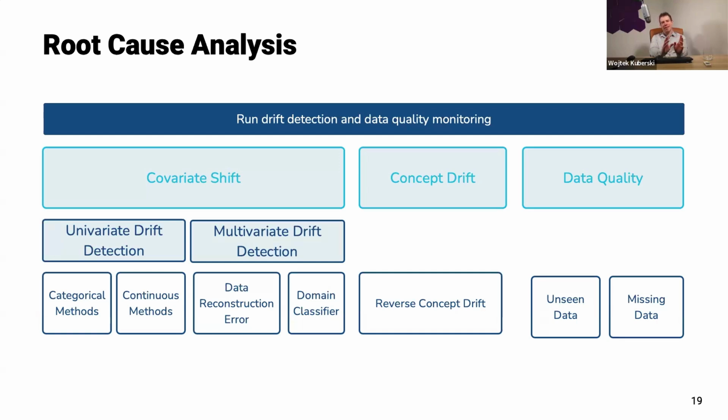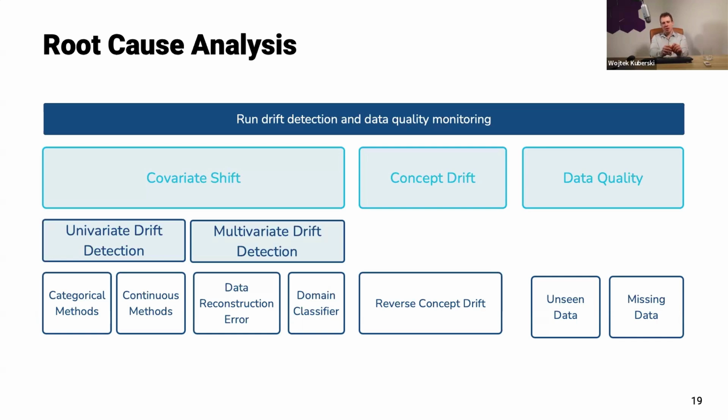in your process. Then we have multivariate drift detection, where we can detect structural changes in the data distribution. So if certain correlations change, or more nonlinear relationship changes happen in the model input distribution, then we're going to be able to measure those with data reconstruction error and with the domain classifier. In terms of concept drift, we developed a new proprietary algorithm called reverse concept drift, where we can estimate the impact of concept drift on any of the metrics and also the magnitude of concept drift itself.